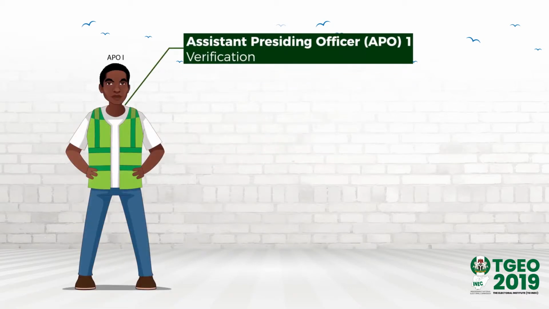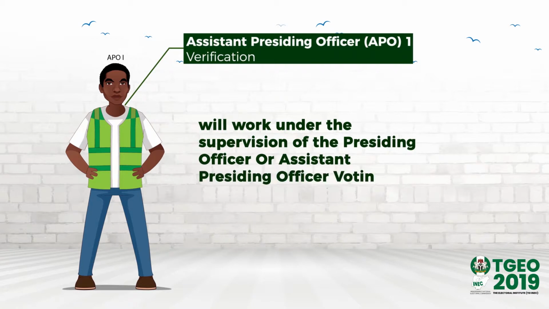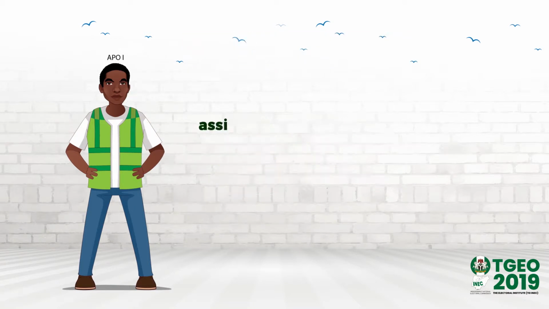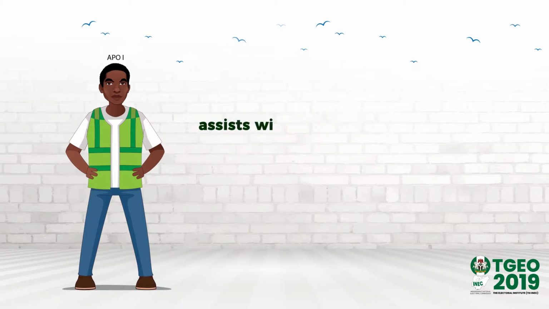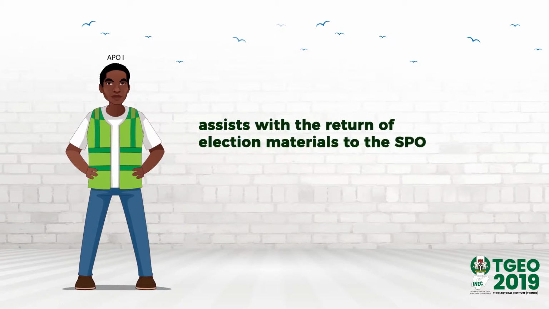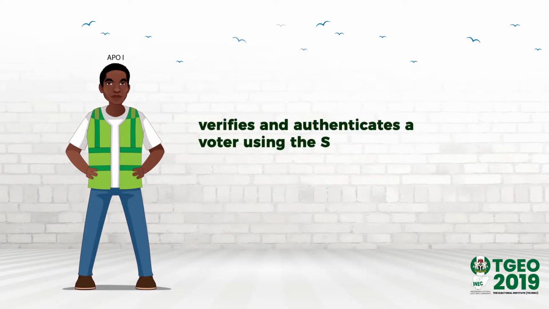Assistant Presiding Officer APO1 will work under the supervision of the Presiding Officer or Assistant Presiding Officer Voting Point, VP. Assist with the collection of election materials from the Supervisory Presiding Officer, SPO. Assist with the return of election materials to the SPO. Verify and authenticate a voter using the card reader.